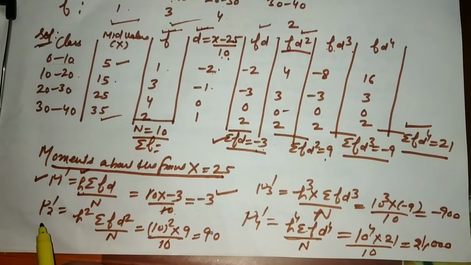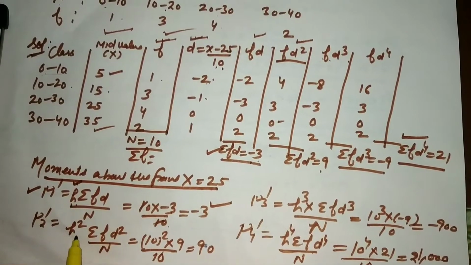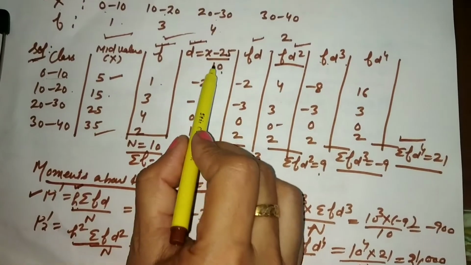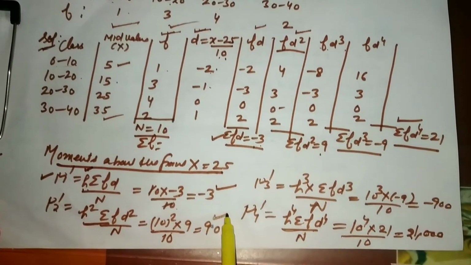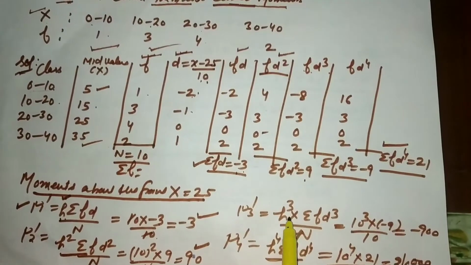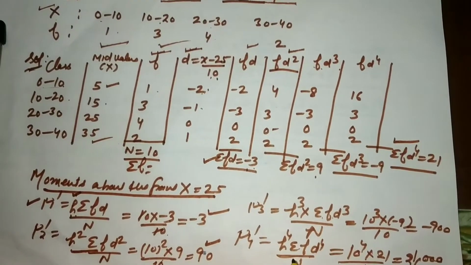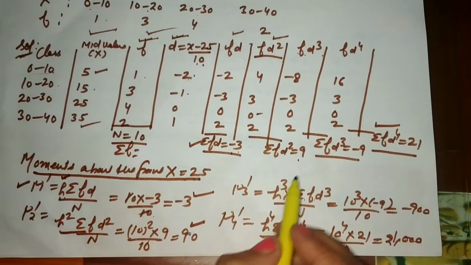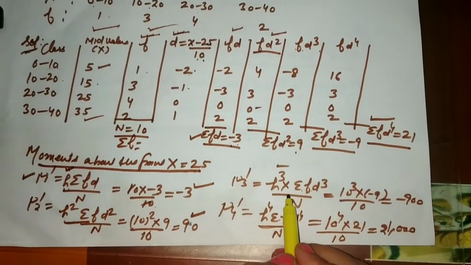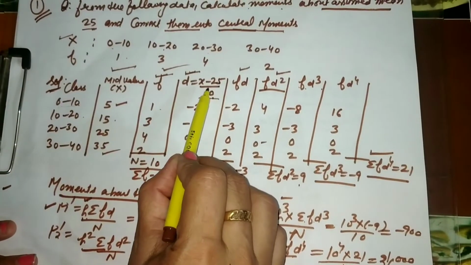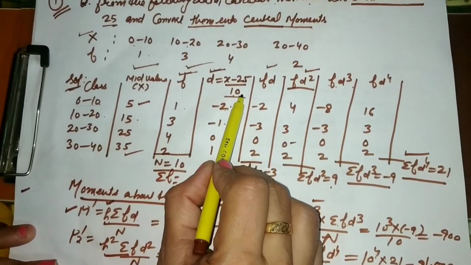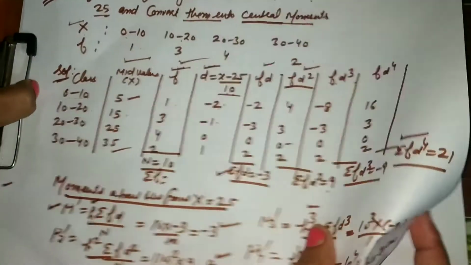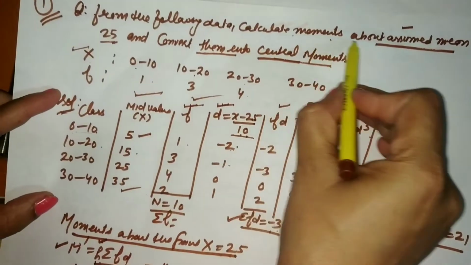Then mu2 dash. Mu2 dash means sigma FD square, and I also have to multiply with H square. So what will H square be? The same 10 that was taken, take the square of 10. So I have calculated this one. Mu3 dash is H cube sigma FD cube over N, and mu4 dash is H4 sigma FD4 over N. I took H square, H3, H4 here because the common term was 10. 10 is considered as H, so I have put H here. Now these are the moments about the assumed mean.